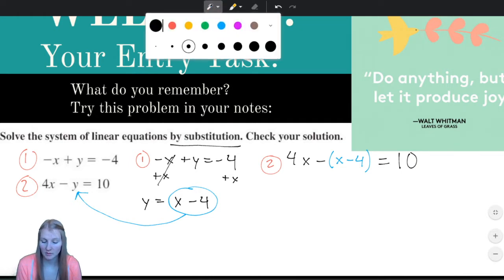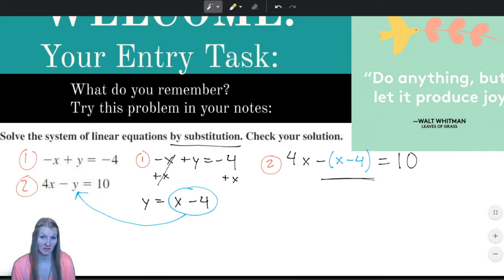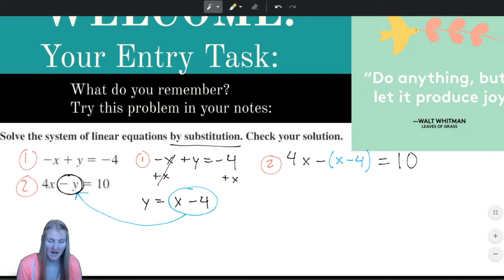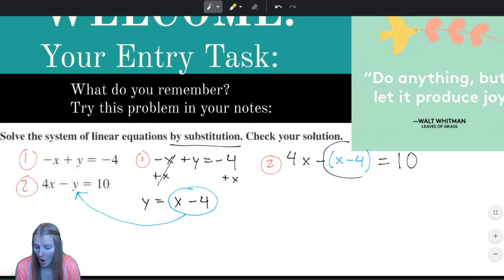Now, it's very important that I put these parentheses here because I want to subtract y, right? Equation number 2 says 4x minus y. So I need to subtract all of this. If I didn't put parentheses, I would be saying 4x minus x minus 4. But what I really want to do is subtract x minus 4. So I need parentheses around those.